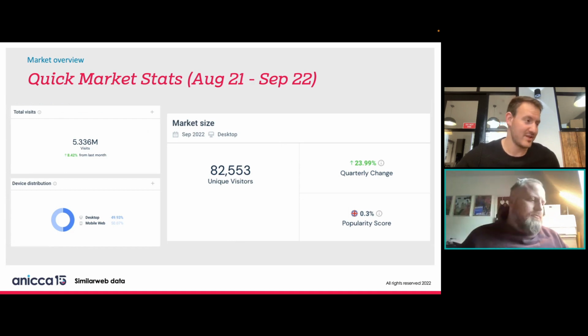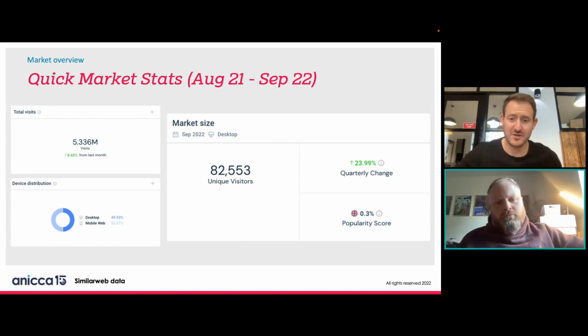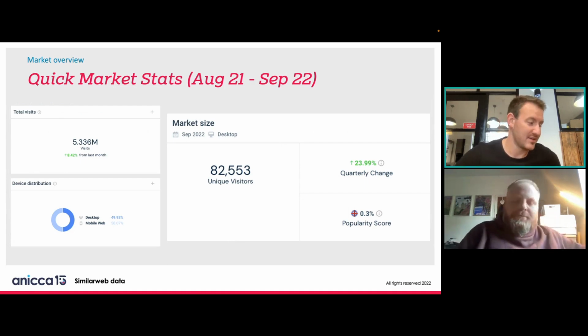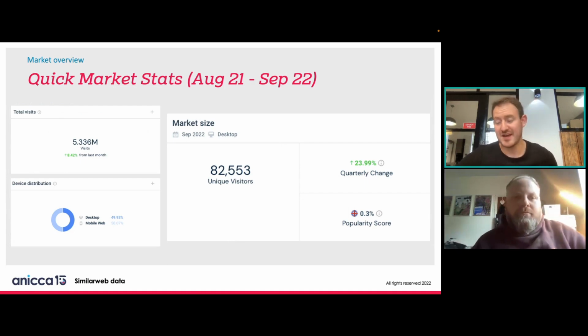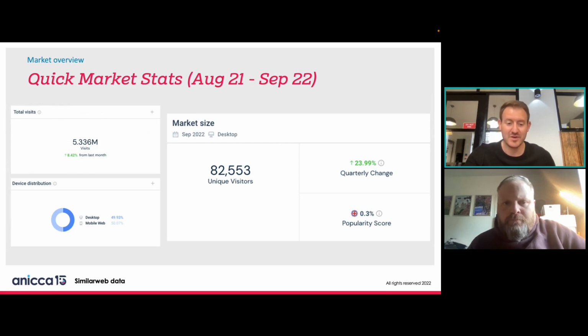Absolutely, especially, Tom, with Google's more recent updates, making the search results mobile first. So definitely in this year, more important than ever to make sure that mobile sites are up to standard and people can navigate them easily.